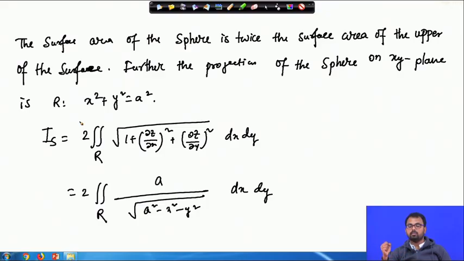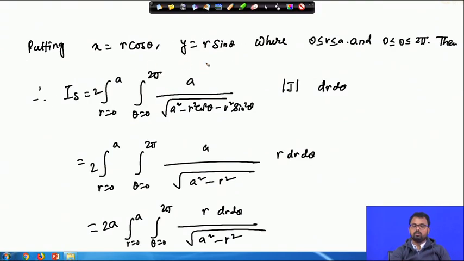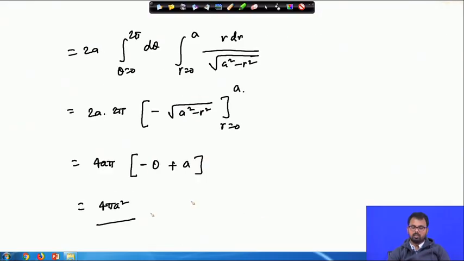What kind of concept do we need to use? Since it is a sphere, the surface area of the whole sphere would be twice the surface area of the upper half. So that's what we have done, and R is the projection. When we take the projection of the upper half on the xy plane, it will be a circle with similar radius. So that's what we have written, and then we are just using this conversion into the polar coordinate system. So x equals r cos theta, y equals r sin theta, where r is between 0 and a, theta is between 0 and 2 pi, and then we just substitute the value, do some simple calculation, and that will give us the required integral as 4 pi a square.